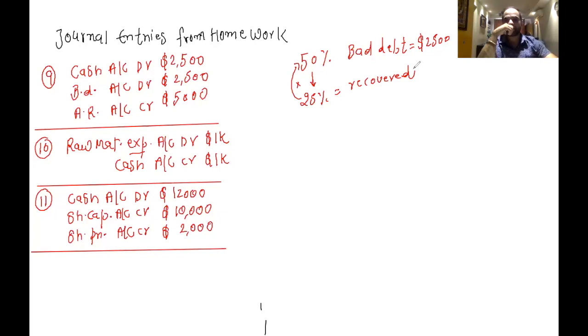So tell me, what is the journal entry for number 12? So the cash debit 625, and the accounts receivable credit 600. Accounts receivable credit 600, right? Yes. Why accounts receivable credit? Why is accounts receivable credit?